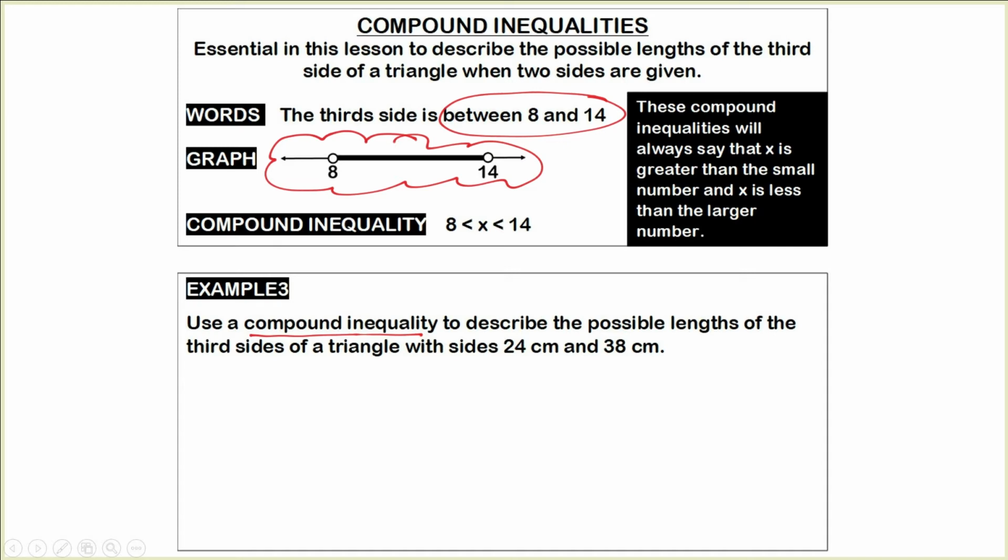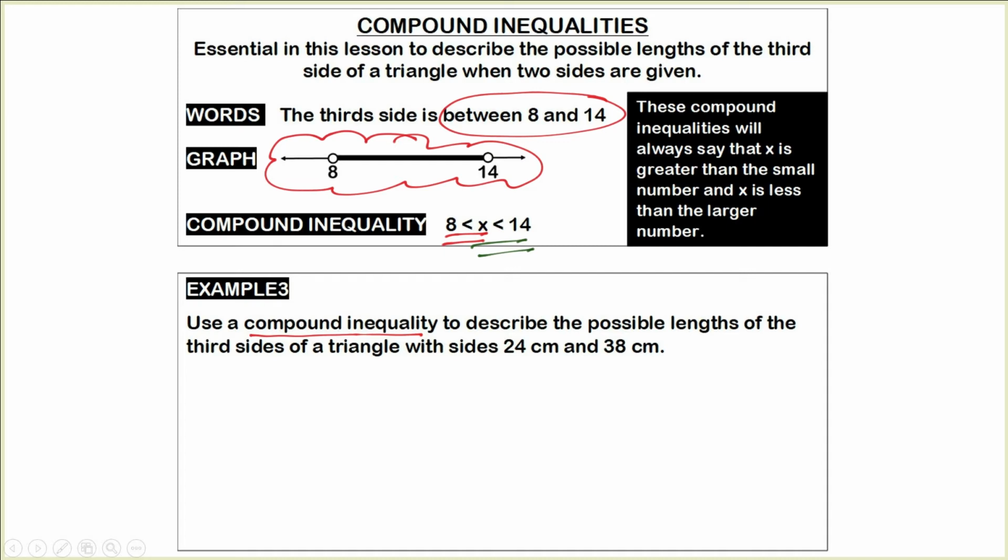Now, how do you write that as a compound inequality? Well, we need to say that x, or our unknown side length, is greater than 8. And that's what this part of the compound inequality says. We also need to say that the side length needs to be less than 14. And that's what this part of the compound inequality is trying to say. So when we put those together, we have x is greater than 8, but x is less than 14.